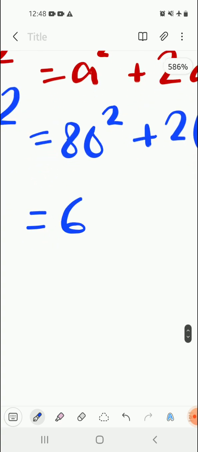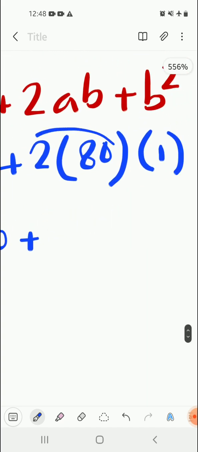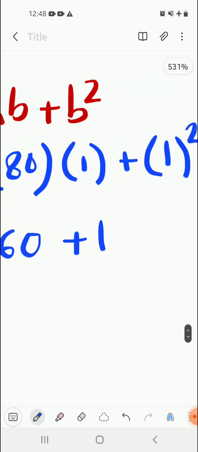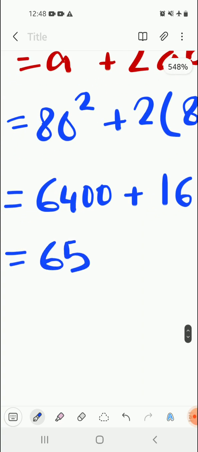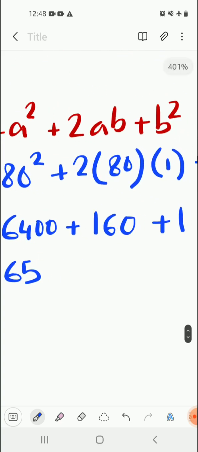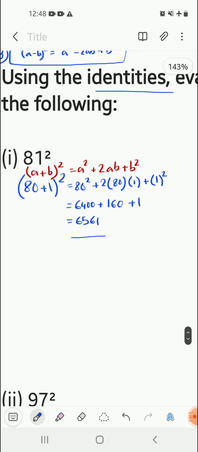Now we are going to simply solve it. 80 square is 8 into 8, 64, and 2 zeros, plus 80 into 2 is 160 into 1. Then we have plus 1 square is 1. Now we are going to add it. We get 6561. So without solving the whole thing, 81 into 81, we can find the answer using the identity without any complicated calculation.